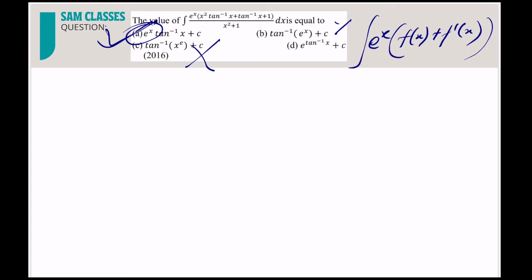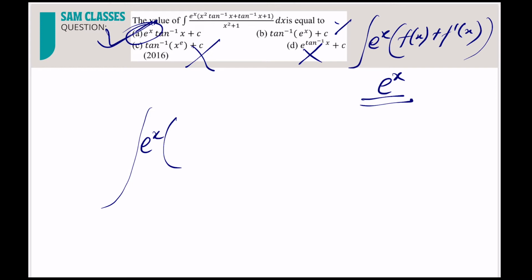Okay, so it will have an e power x separate, and no other option has it, so directly we don't have to solve it. Now if somebody says, sir, what if we want to solve it? Then let's see. So e power x into, what you can do, I can take tan inverse x plus x square tan inverse x, and then we can divide the whole thing by x square plus 1, correct?